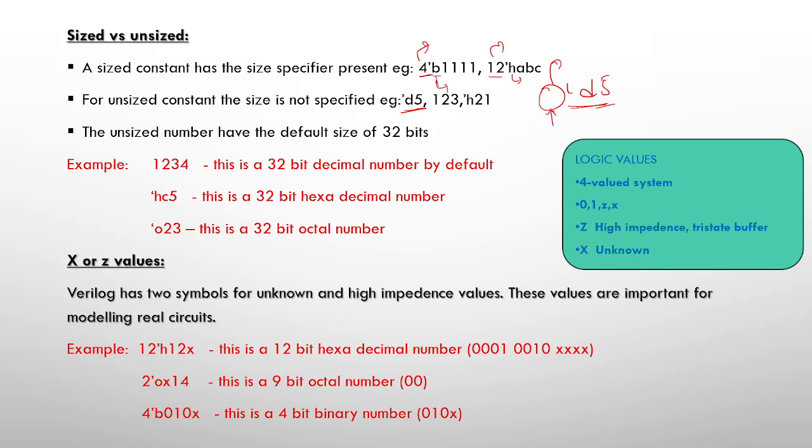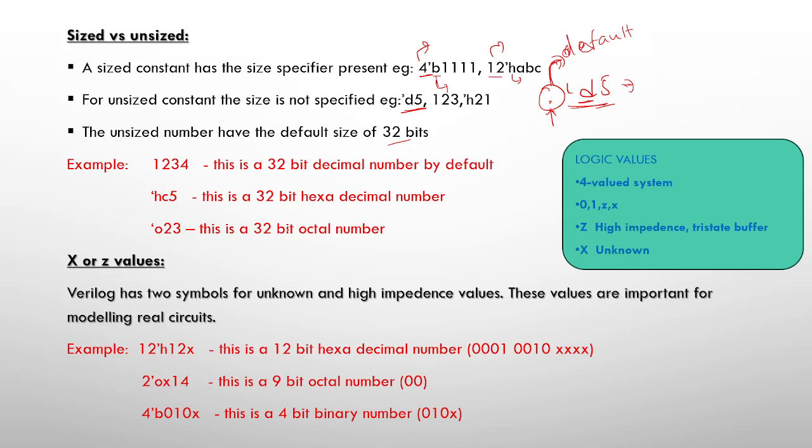If there is an unsized constant, this unsized constant is considered as a default size. That means since you didn't mention any size, it will take the default size that is given by the simulator. So what is the default size of this constant? Since it is decimal, that is 32-bit size. Whether it is decimal, hexadecimal or octal, the same thing. The default bit size is 32-bit.